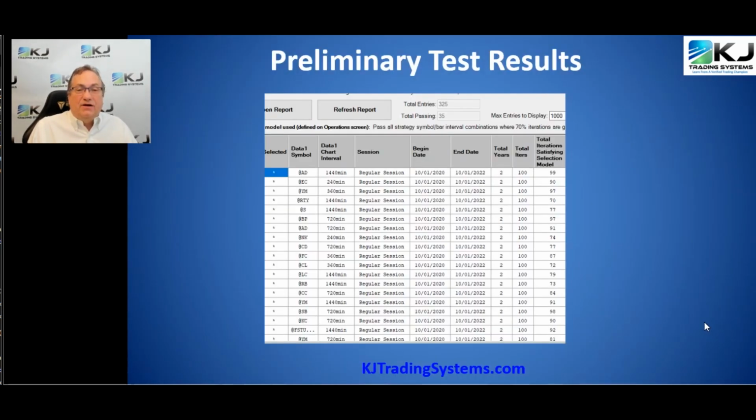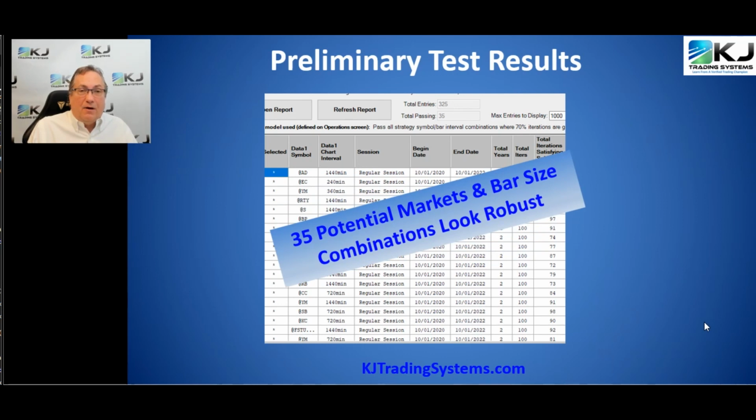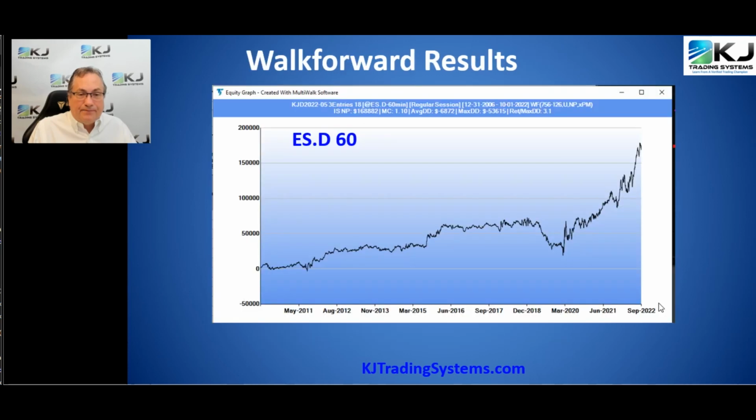2-year test is what I used to always like running to see if it's robust. 35 different combinations look robust. Not that many. So this is kind of a little weak here. Here's a couple walk forward results. This is a longer term test. This is actually like about 15, 16 years.